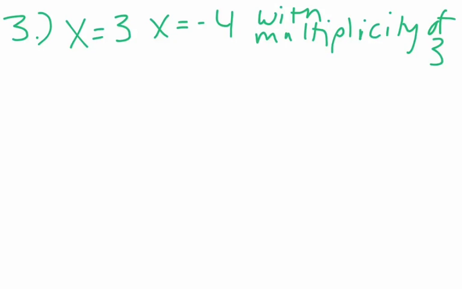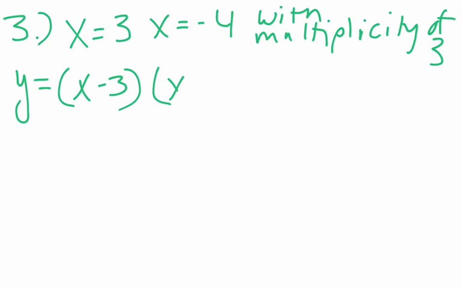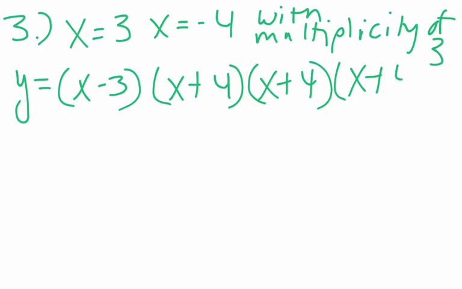And so multiplicity of 3 just means that this is going to appear 3 times. So you start off with y equals. A 0 or root or x-intercept of x equals 3 came from x minus 3. And then a 0 or root or x-intercept of -4 comes from x plus 4. And here's what the multiplicity of 3 means. It means that that appears 3 times. So that's how you interpret that.